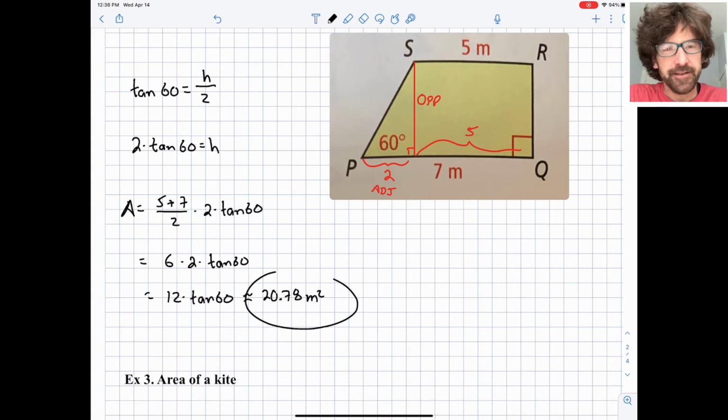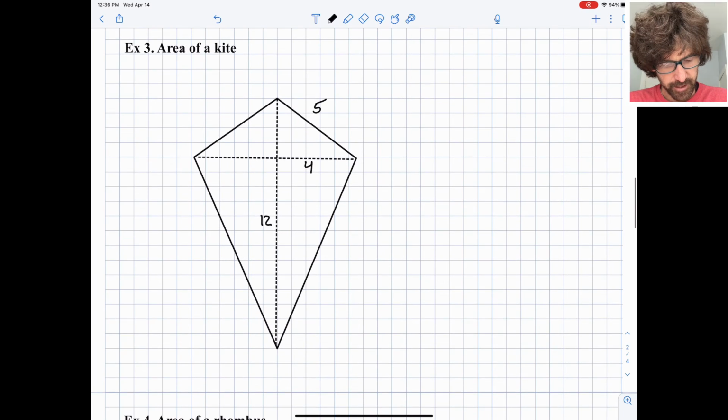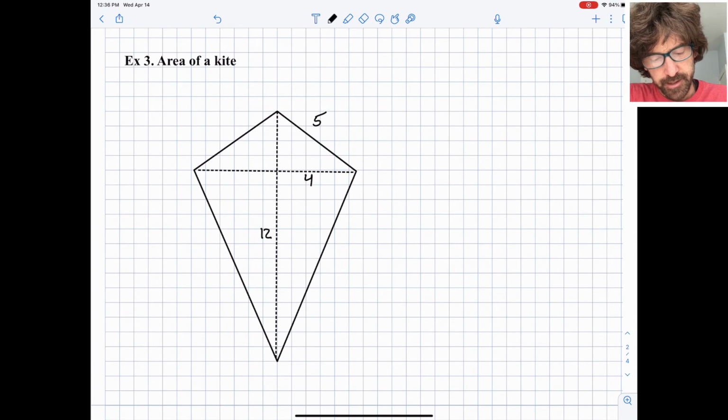Does this kind of make sense? Does it seem like it makes sense? It makes sense to be a realistic answer. Our picture isn't necessarily drawn to scale, but if this has a height of roughly 3.5 or so, 6 times about 3.5 is about 20, 21. So yeah, it makes sense. It makes reasonable sense.